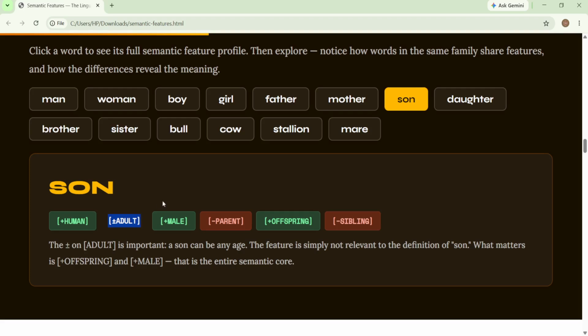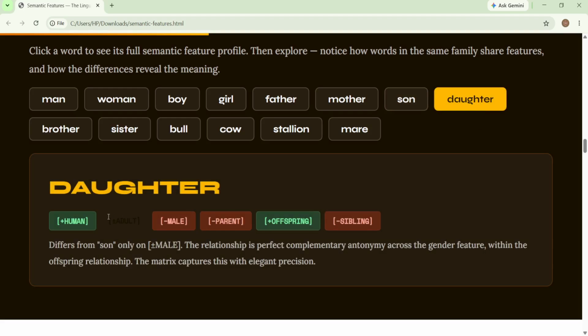So for son, we don't know if he's an adult or just a boy. So it's for both. A son can be an adult and can be just a teenager. That's how we add plus and minus at the same time when we don't know about a specific situation, or we're certain that it can be both. Then comes the daughter. Here it's the same for the daughter, plus and minus together.